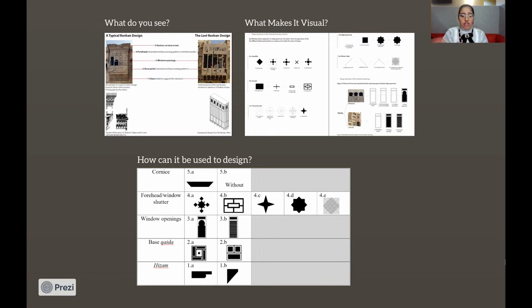And at the end, which is how can it be used to design, I created this table to mix and match possibilities, which can give us various options. For example, I can choose 1A, 3A, 4B, and 5A to see what's the result of these options.